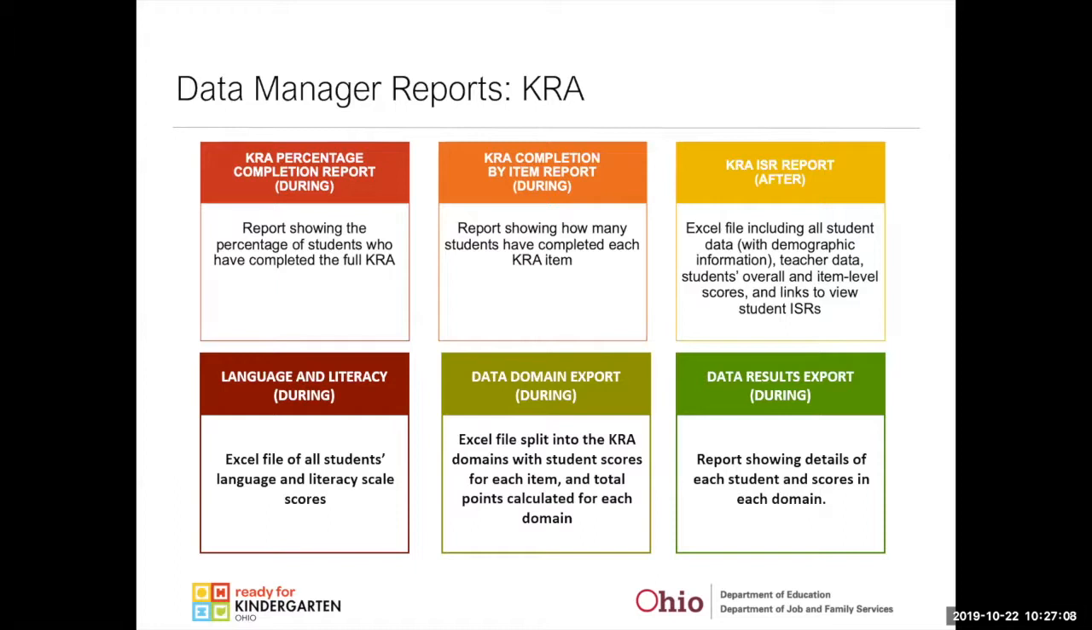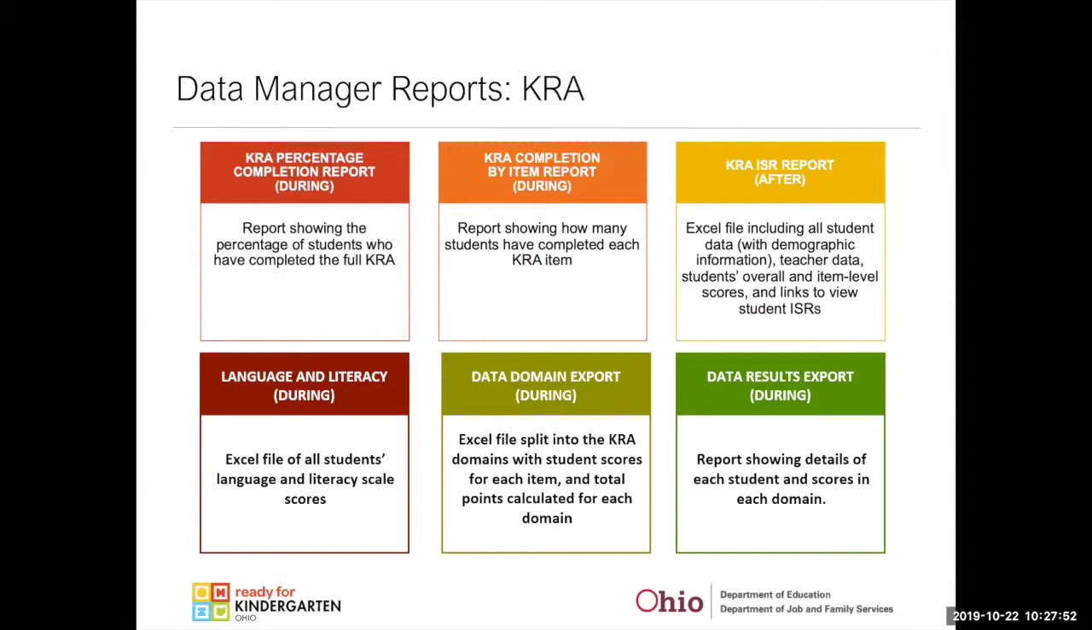Data manager reports for the KRA. You see a little more here. There's a couple, the first 5 that you can pull during, and there's one after. So the KRA percentage completion report, you can pull during, and it's going to show the percentage of students who have completed the entire KRA. The KRA completion by item report will show how many students have completed each of the items of the KRA. Language and literacy is going to give you those language and literacy scale scores. The data domain report is the KRA that actually has the student scores for each item, and then total points calculated, possible points for each domain.